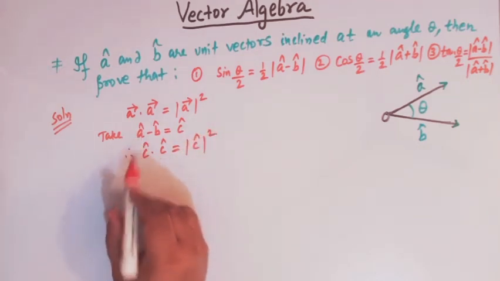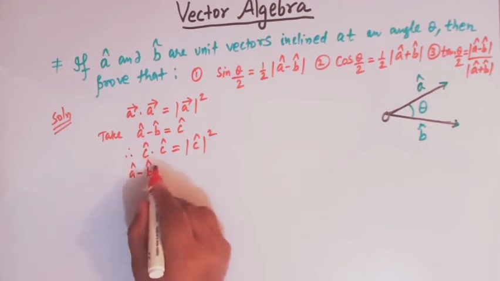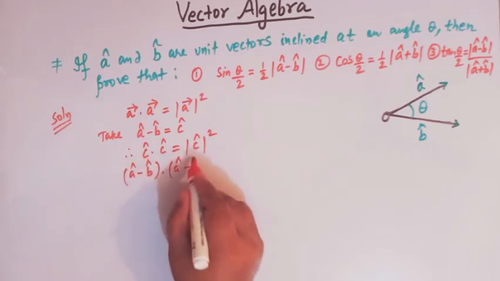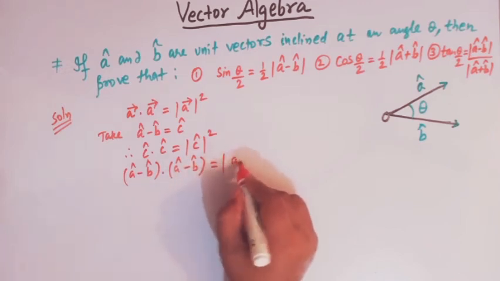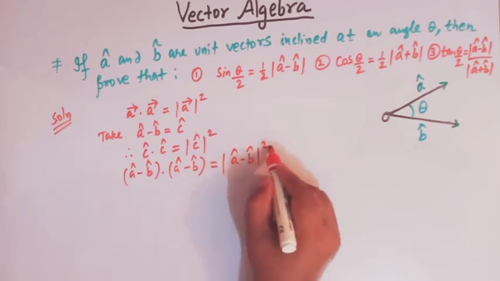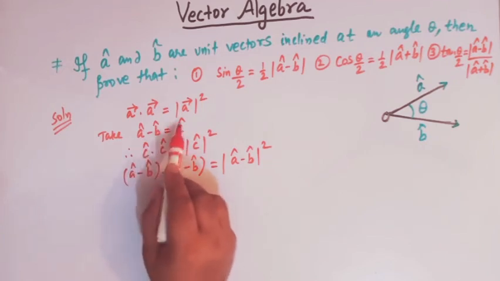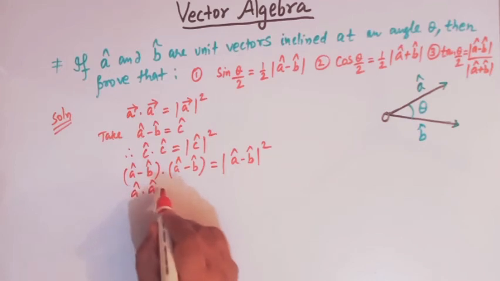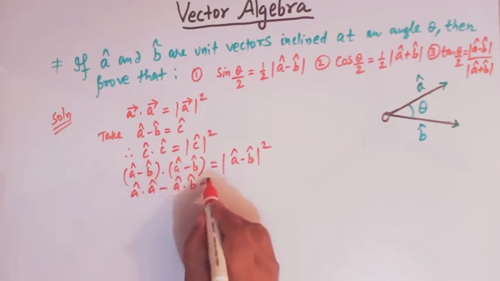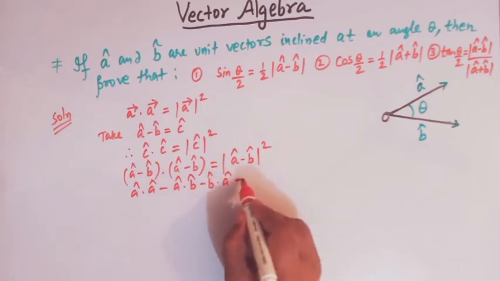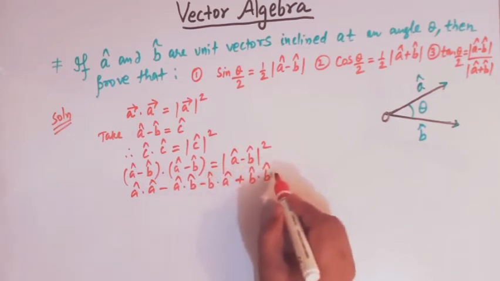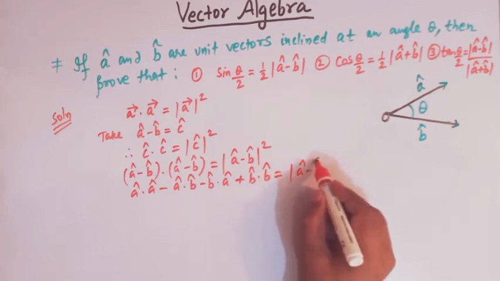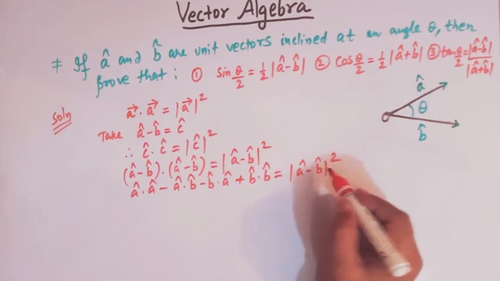Now c cap is a cap minus b cap dot a cap minus b cap, and here we have the square of the magnitude of a cap minus b cap, right? So here we have substituted the value of c cap. Now the product can be written as a cap dot a cap minus a cap dot b cap minus b cap dot a cap plus b cap dot b cap, and this is equal to square of the magnitude of a cap minus b cap.